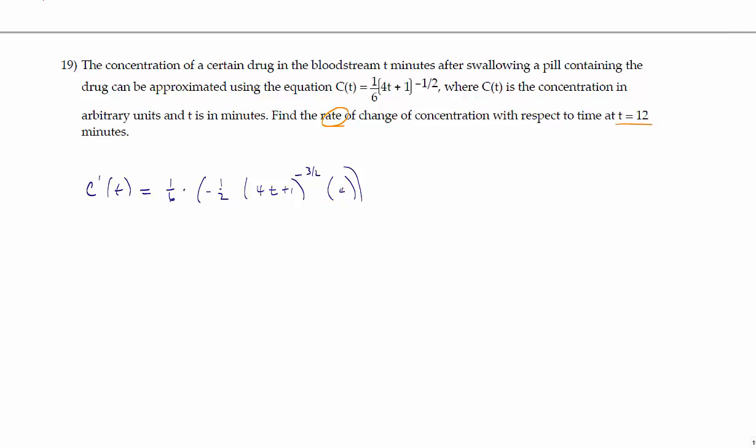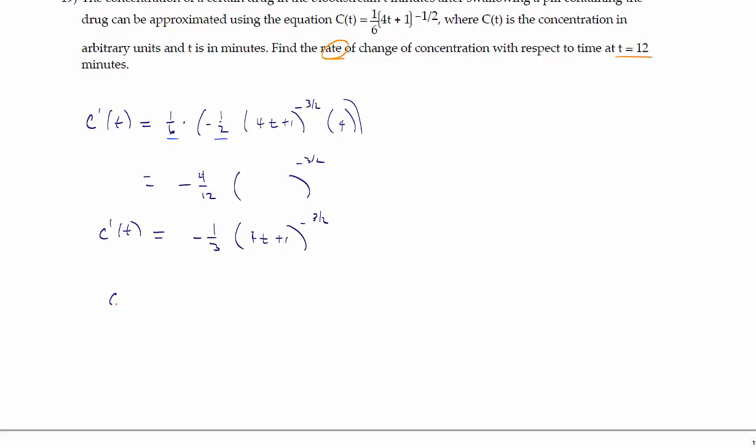All right, cleaning this up, I would definitely recommend that you simplify it, but you could plug it in your calculator. So I can multiply, here the 6 and the 2 are both in the denominator, so this is going to give me a negative 1/12, and the 4 is in the numerator, so I get a negative 4/12. And then I'll reduce that fraction, so c prime of t is going to be equal to a negative 1/3 times 4t plus 1 to the negative 3/2. And now I can go ahead and evaluate it for 12.